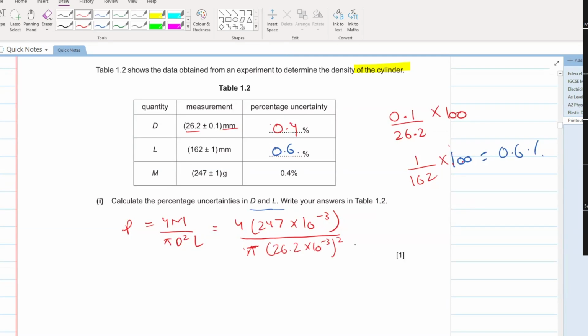What is the value of L? 162 into 10 raised to the power of negative 3, since this is also in millimeter. Can anyone calculate the value of density? Beta, density की value कोई calculate करेगा? This comes out to be 2.83 into 10 raised to the power of 3 kg m minus 3. Simple.